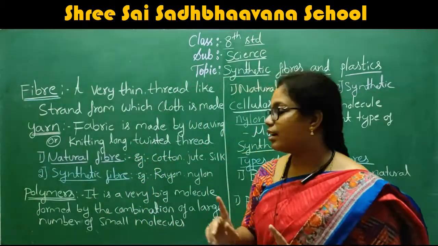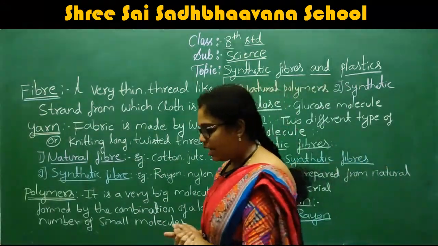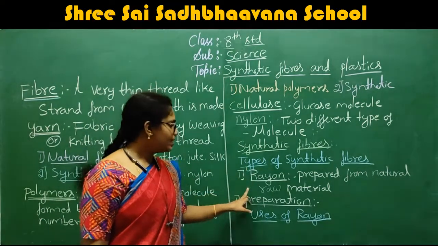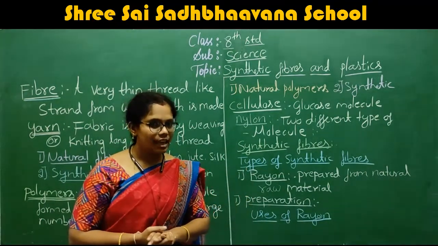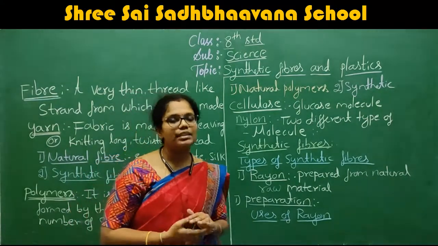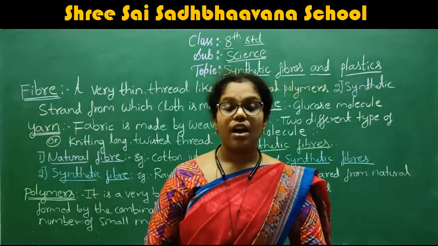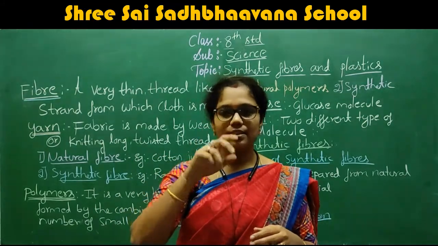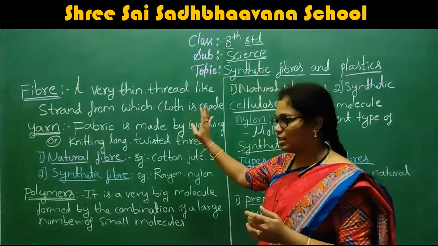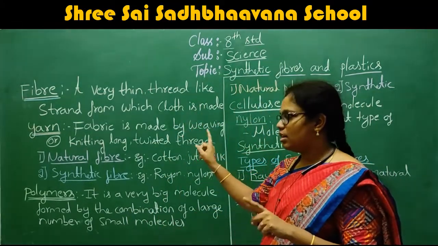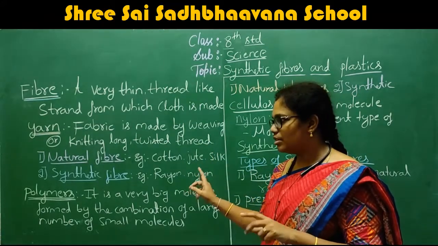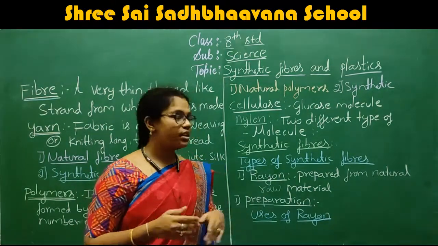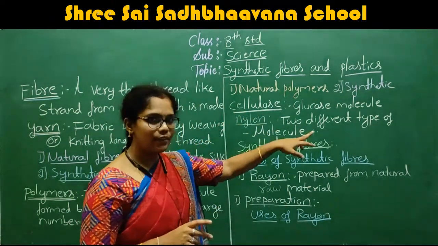Today we discussed only one type of synthetic fiber, that is rayon. In the next class, we are going to discuss some other types of artificial or synthetic fibers. What did we discuss in this class? First, the definitions of fiber, yarn, natural fiber, synthetic fiber, and polymers. After defining polymers, we discussed natural polymers and synthetic polymers.